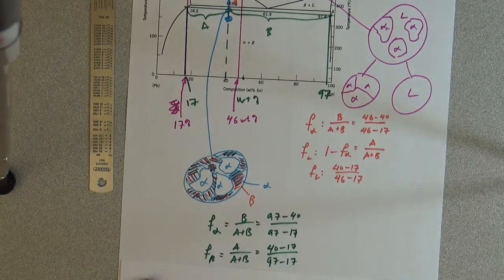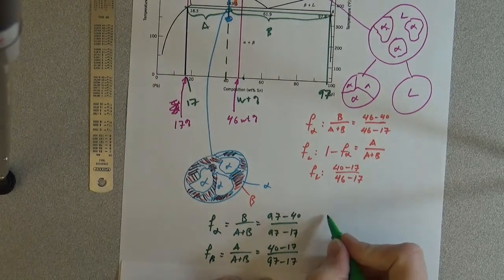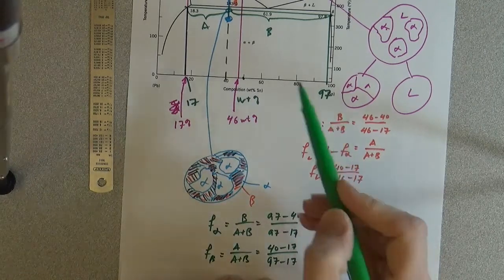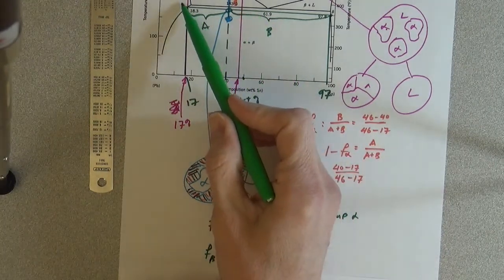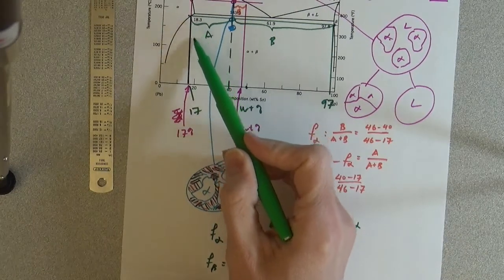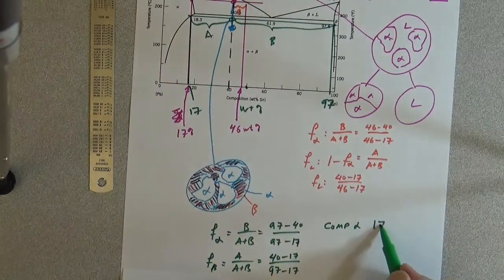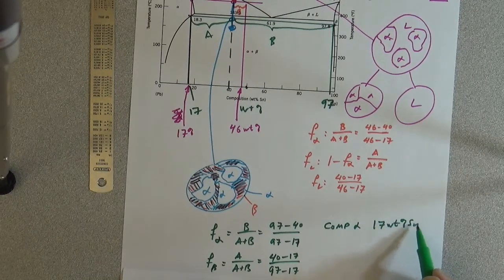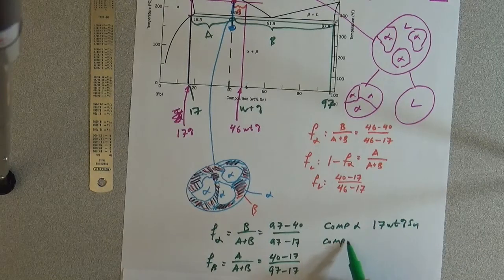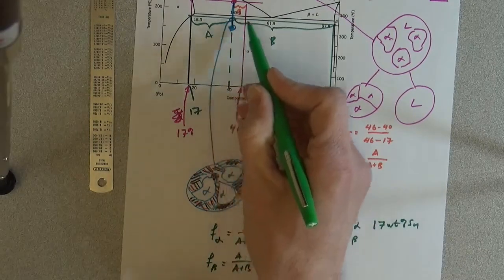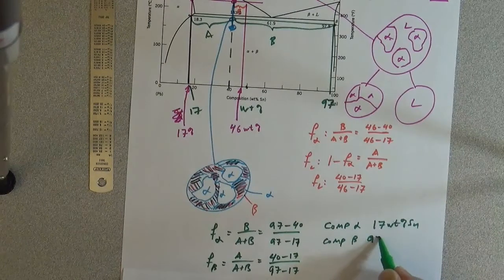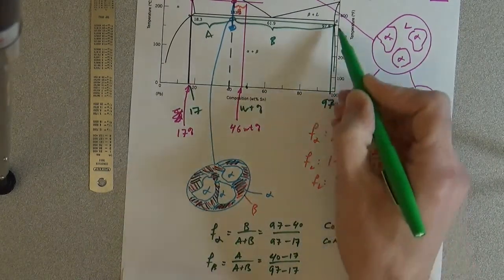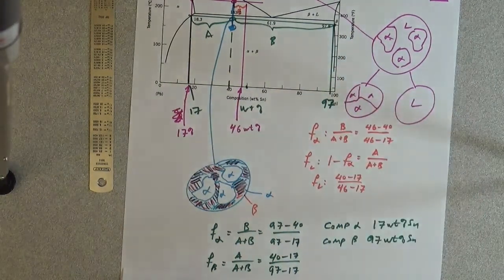We can also get the composition. So I'm just right here. The composition of alpha is where our tie line touches the alpha phase. So that's going to be 17 weight percent tin, and the composition of the beta is 97 weight percent tin. So that beta really is very tin rich.